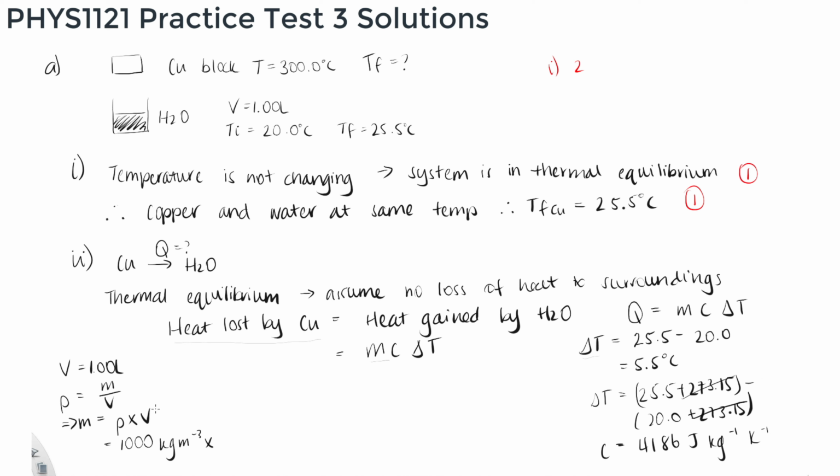Now we need to multiply that by a volume that is also in meters cubed. If you know your conversions between volume and cubic meters, that would be useful. A useful one to remember is 1,000 liters equals 1 cubic meter. Therefore, 1 liter, which is what we have, is 1/1000th cubic meter. So if we multiply this by 1/1000th cubic meter, we get the mass of water is 1 kilogram. So let's sub all that in.